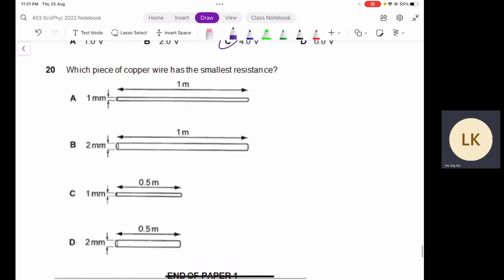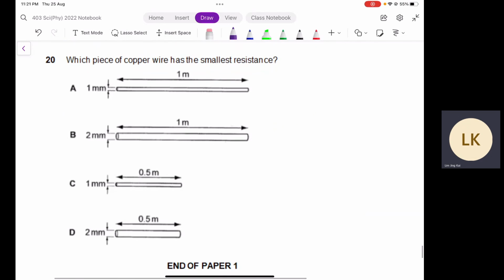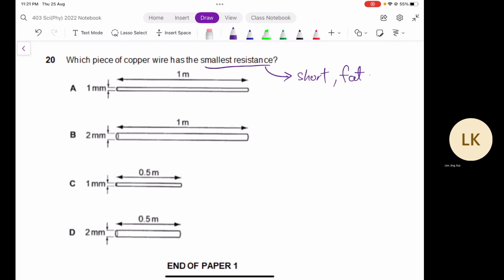And last one, which piece of copper has the smallest resistance? We talked about this before, using the McDonald's straw. If I want the smallest resistance, I want it to be short and I want it to be fat. Short and fat wire. If you compare all the answers there, the only one that is short and fat will be D. And therefore the answer is D.